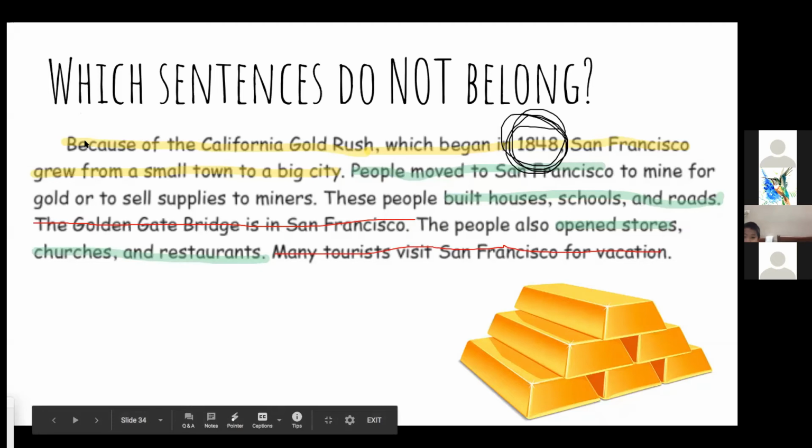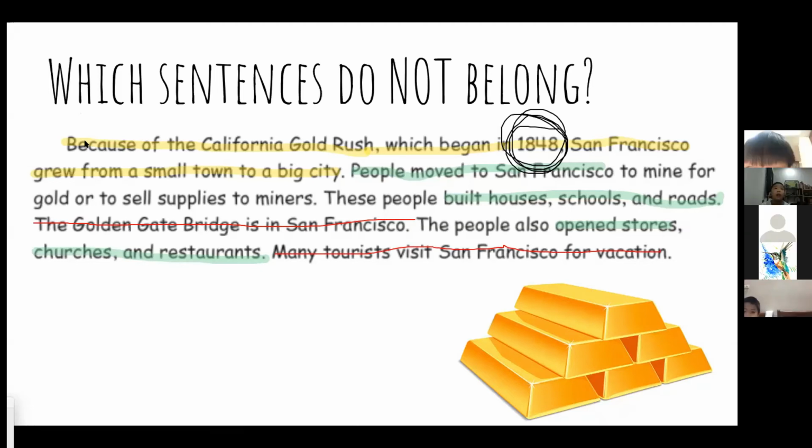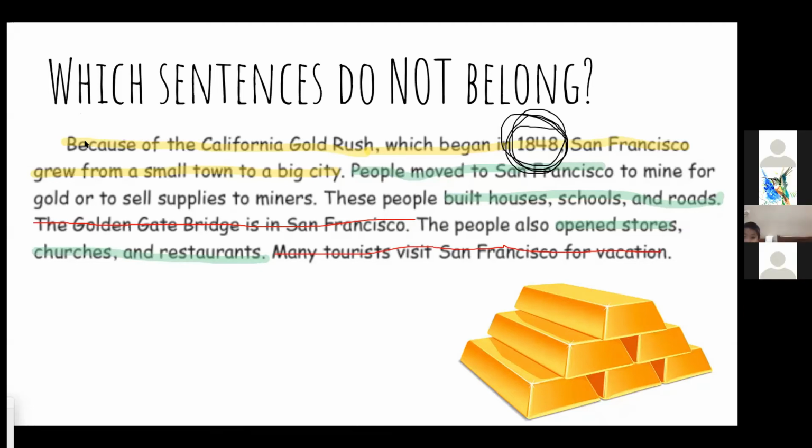Okay, does this make sense to everyone? Find the details that do not belong, and get rid of those. Okay? Ciro, do you have a question?